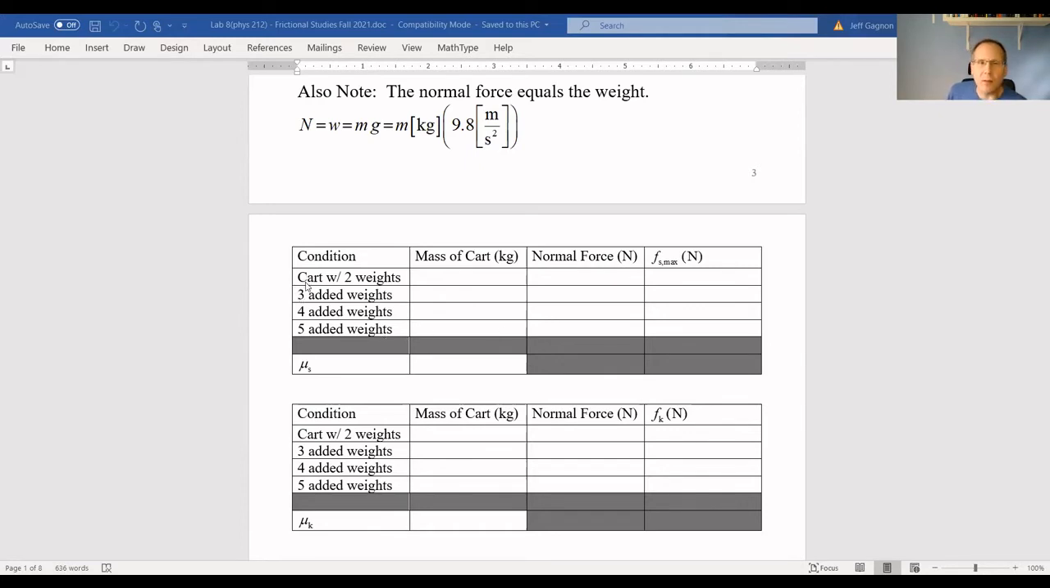So these are the 4 conditions, right? Remember, it's the cart with 2 weights as the first condition. Then there's a little bit heavier, the wooden cart with 3 weights, wooden cart with 4 weights, wooden cart with 5 weights, right? So those are the 4 conditions.